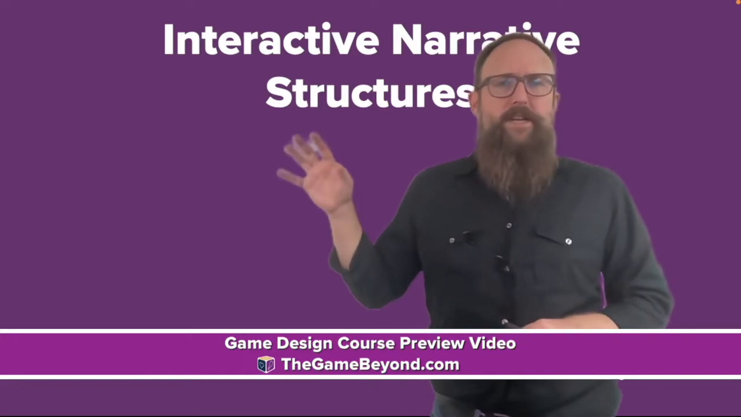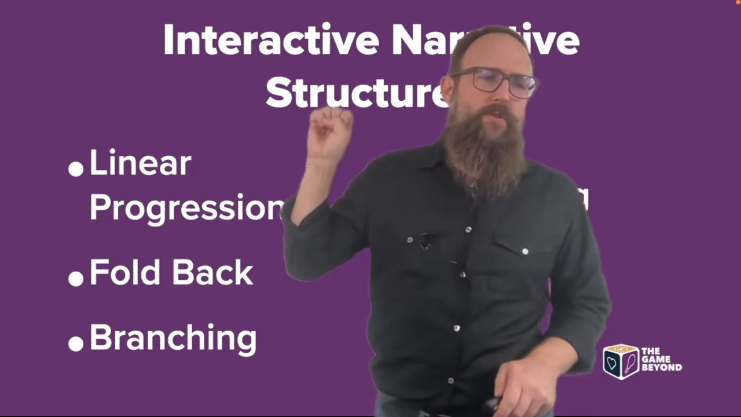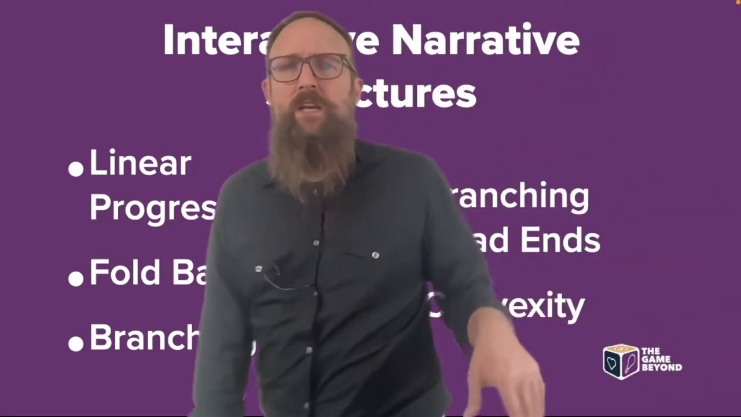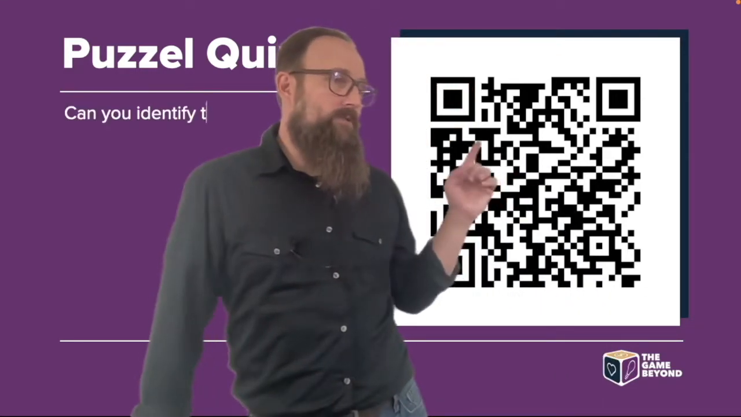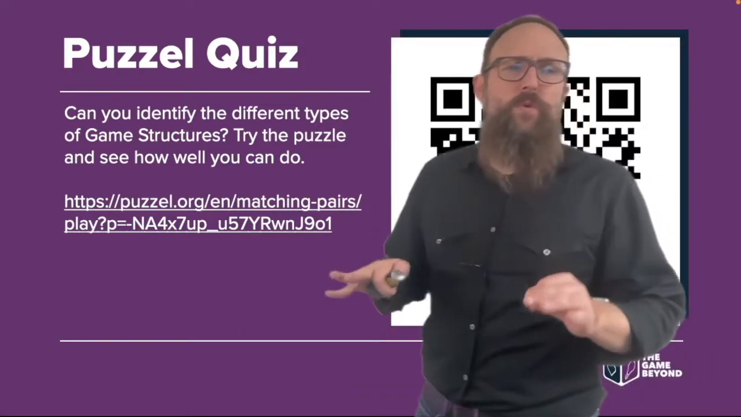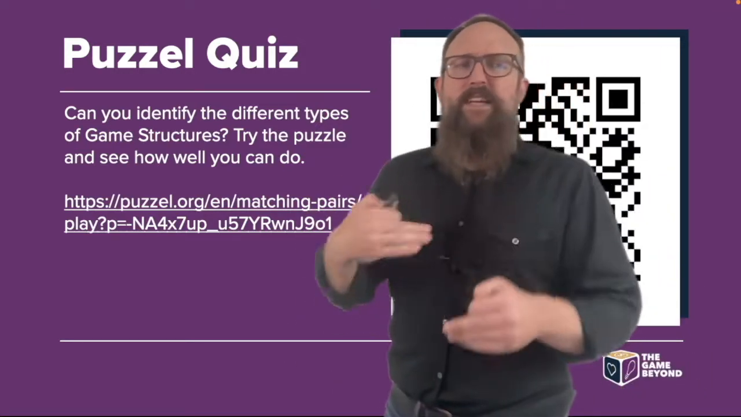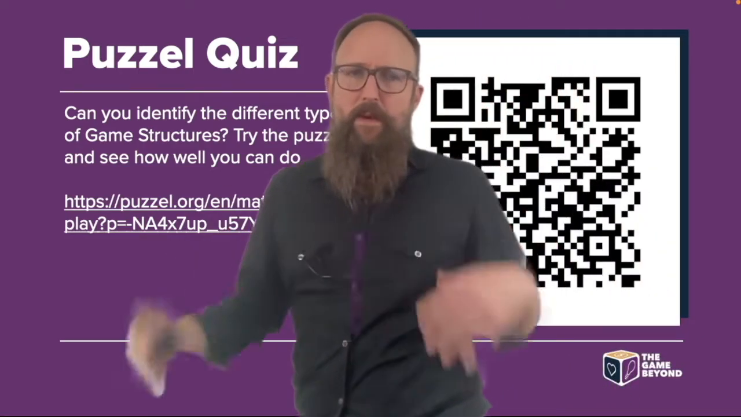There we have different interactive narrative structures, from linear progression to fold back to branching with dead ends, and convexity, right? What I want you to do is take a puzzle. I made a little puzzle to see if you can figure out these different structures and branching dead ends. So you can use the QR code here, or you can use the link that's also down below. And I want you to identify the different types of game structures, right? And see if you can figure out the puzzle and remember what they are.